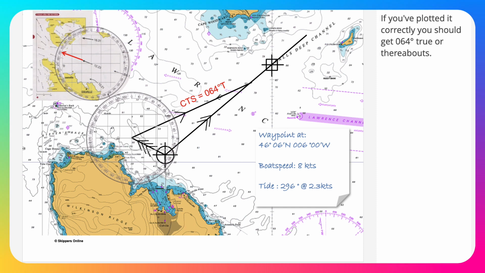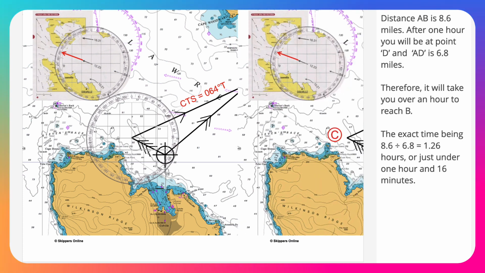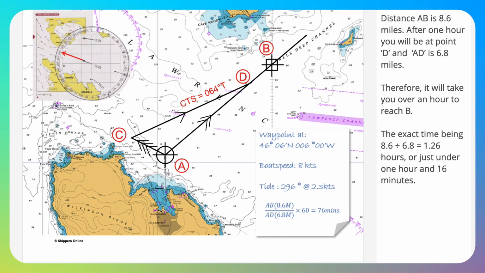If you've plotted it correctly, you should get 064 degrees true or thereabouts. Distance AB is 8.6 miles. After 1 hour, you will be at point D, and AD is 6.8 miles. Therefore, it will take you over an hour to reach B. The exact time being 8.6 divided by 6.8 equals 1.26 hours, or just under 1 hour and 16 minutes.